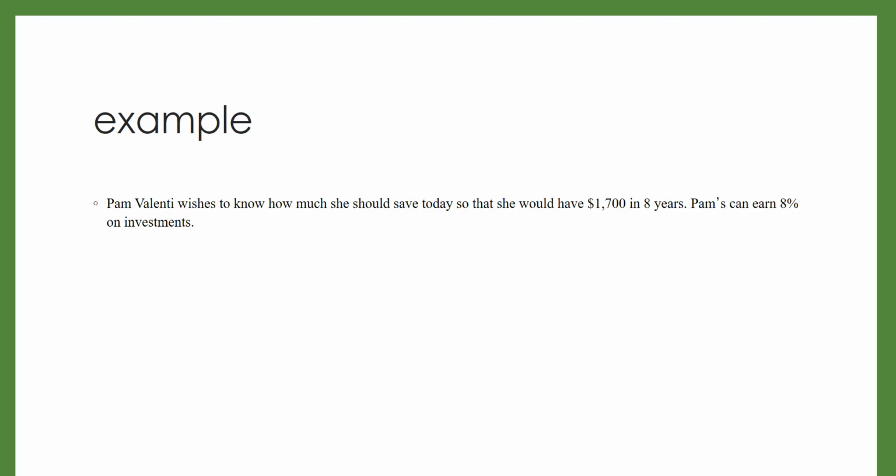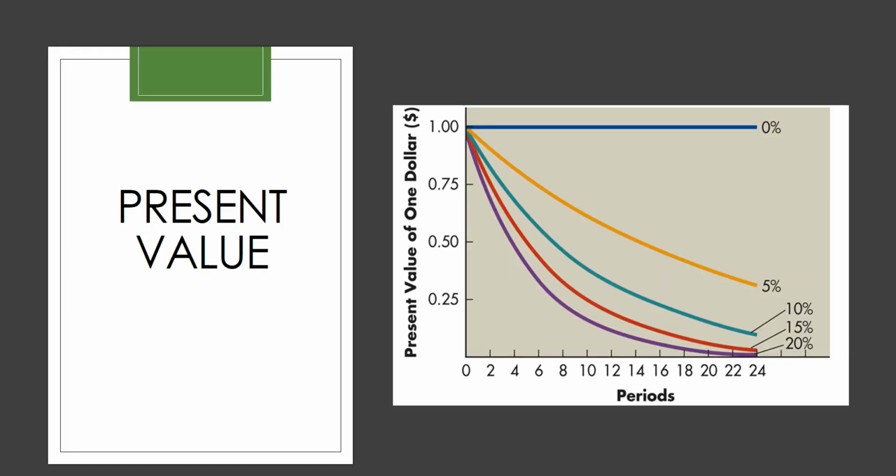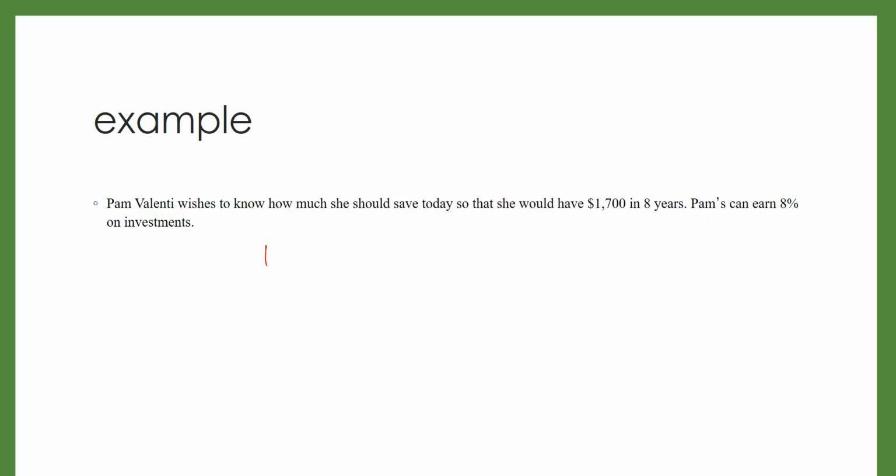Let's look at another example. Pam wants to know how much she should save today so that she would have $1,700 in 8 years. Pam can earn 8% on her investments. So again, let's put this on a timeline. She doesn't know how much she should put into that account today. And whatever money she puts in there, she's going to leave it alone for 8 years. And she hopes to have $1,700 at the end of that 8th year. She earns 8% on her investments.